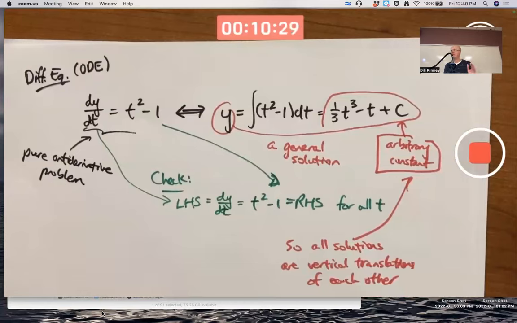Those were not pure antiderivative problems. It was not clear what the solutions would be. In fact, we had to use Mathematica, DSolve, to find the solution for the logistic one. For the exponential one, we did guess an exponential function.